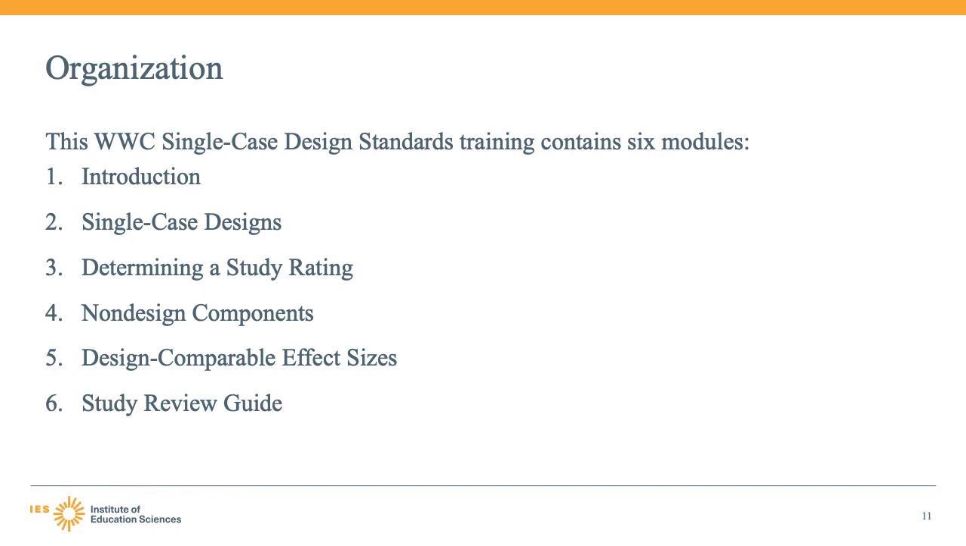The sixth module provides an introduction to the study review guide that is used to document findings from a WWC review of a single case design study. This module discusses the purpose of the study review guide, the major components of the study review guide, and how to enter information from a study into the guide.